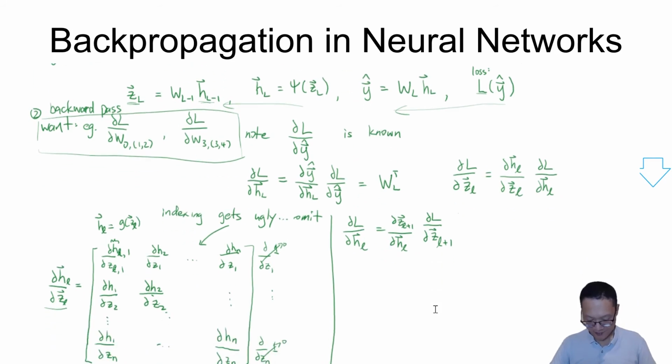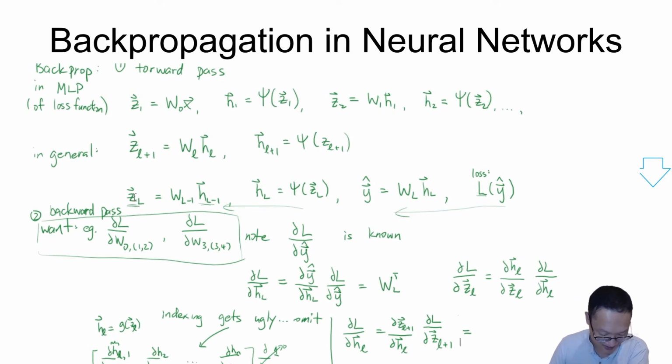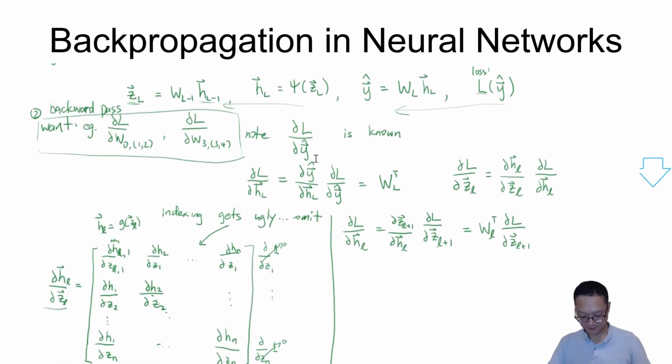Okay, so let's do this step, which is pretty easy to be honest, and then we're going to summarize. So what does that equal? If you look at any of the relationships between the next Z and the previous H, in general, ZL plus 1 equals WL HL. Well, that means that we're just going to get something very similar to the output layer here. It would just be W, let me make sure the index is correct, W little L transpose, and then partial L, partial ZL plus 1. Okay, so that's what we have so far.